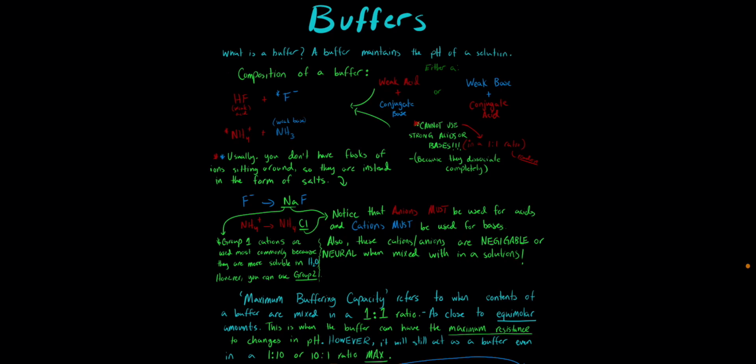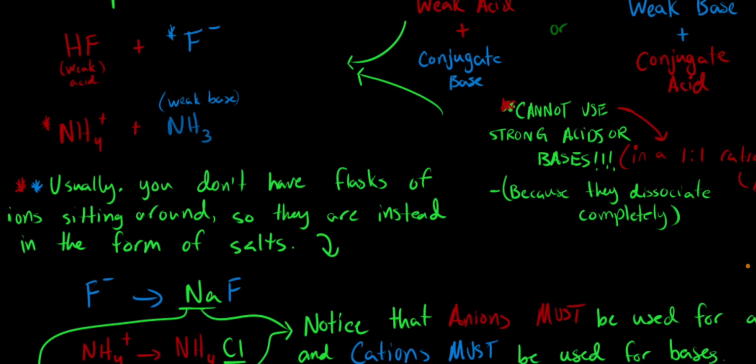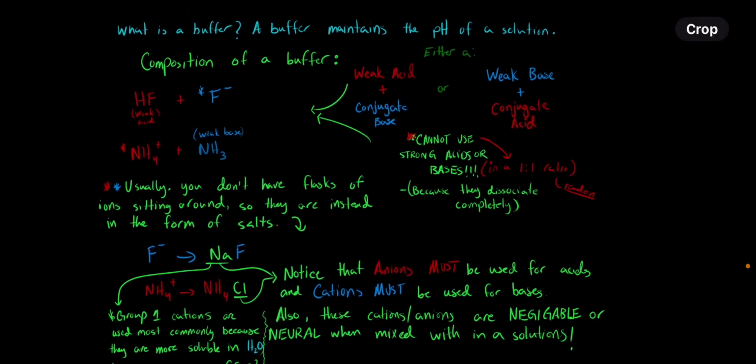The thing about a buffer is that a buffer contains two parts, one that is an acid and one that is a base. Specifically, an acid and its conjugate base are mixed together in a solution. So for example, we have over here NH4, which is an acid, and then we have NH3. So this would be a weak acid, weak base buffer.